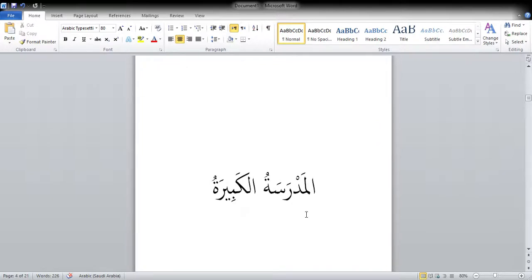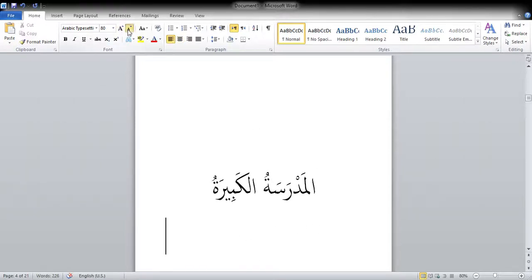The next one is Al-Madrasatul Kabiratu. Similar construction. Al-Madrasatu is definite, in Rafa state, and feminine, indicated by the ta marbuta. Also, Al-Kabiratu has the same principle: definite, in Rafa, feminine. So from this construction, you can also tell that it's a Mawsoof Sifa, and you'd say it's the big school.